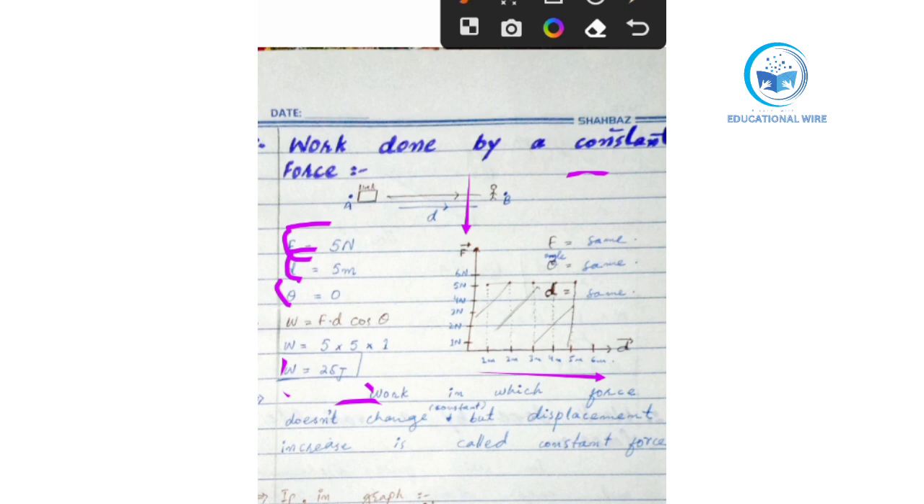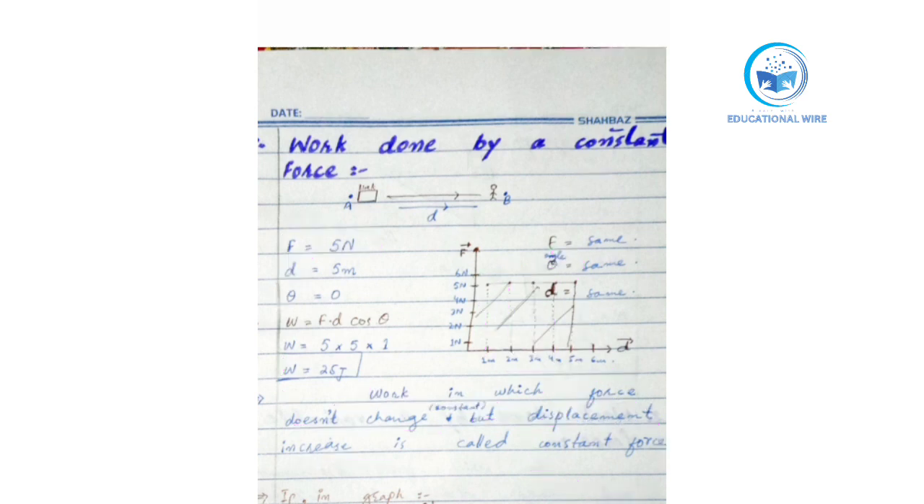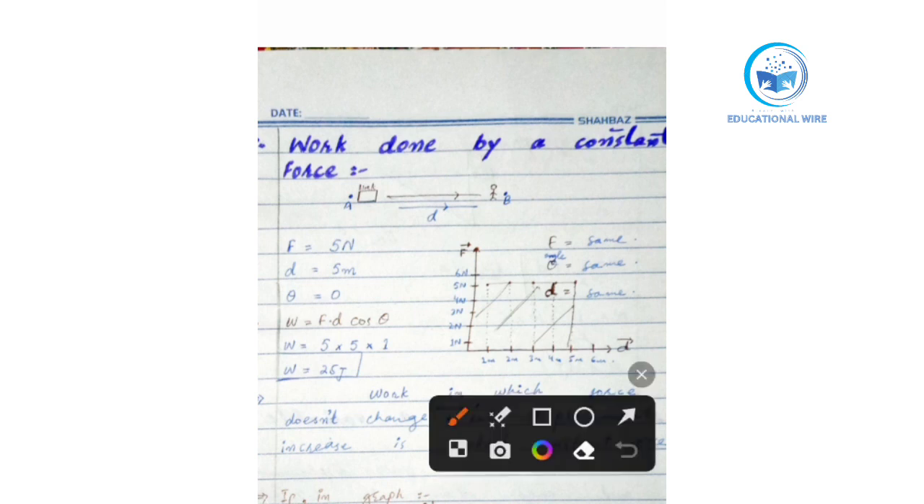Now what we have to do, like we have 5 Newton force, so we will start from here. 5 Newton force, 1 meter, then force will remain constant, then 2 meter, force will remain constant, then 3 meter, force will remain constant, 4 meter, force will remain constant, displacement 5 meter. So work done by a constant force, in which force does not change and remains constant but displacement increases, is called constant force.